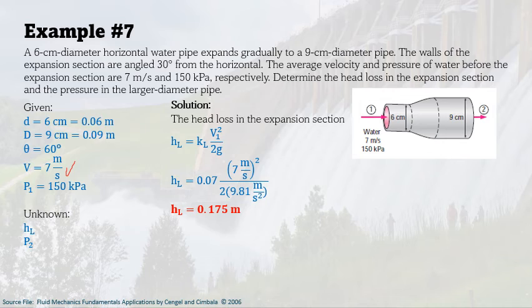0.175 meter. So say for example, you are an engineer and you are designing a piping system, and you are looking for the power requirement for that fan that will move that fluid into that piping system, then you will add this also in the head loss. So the head loss in the expansion section would be 0.175 meter.